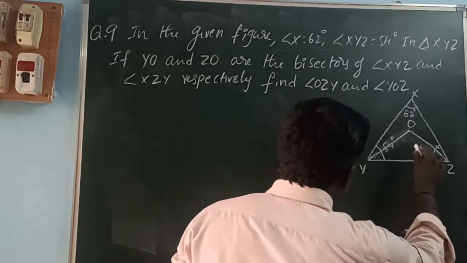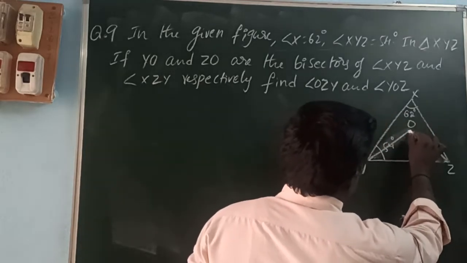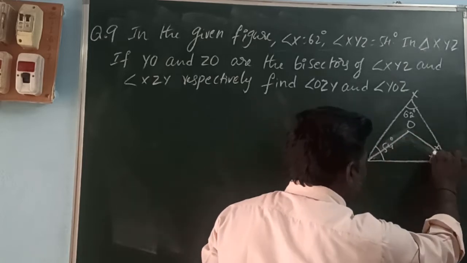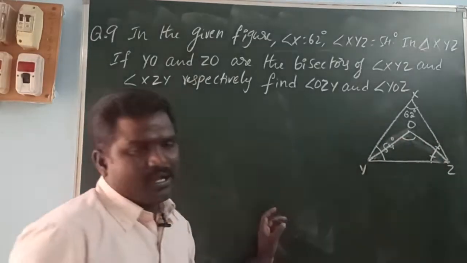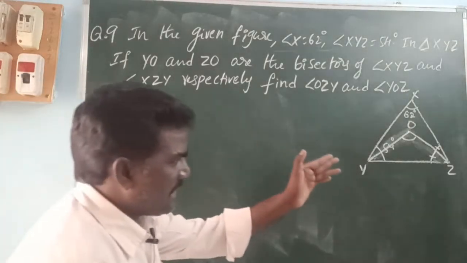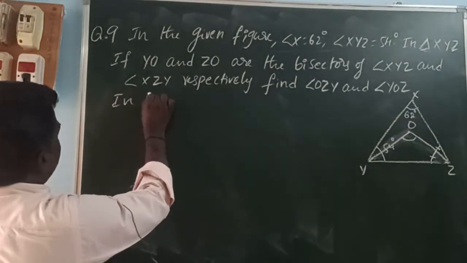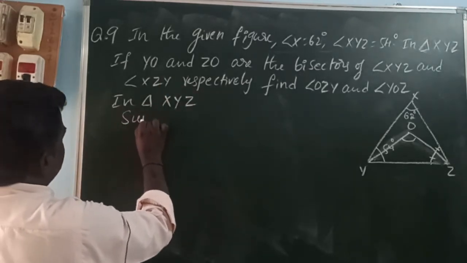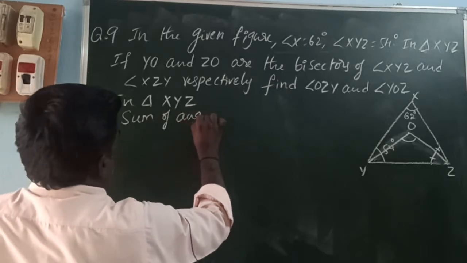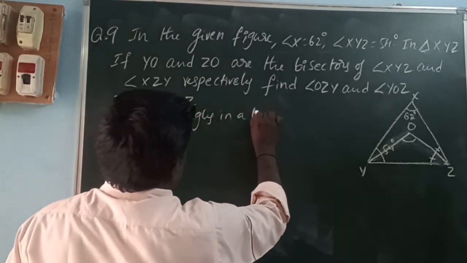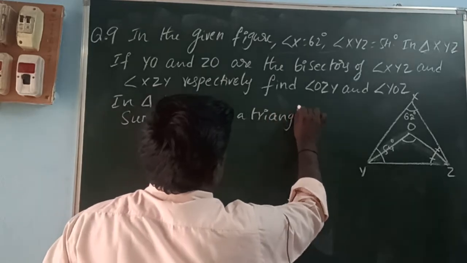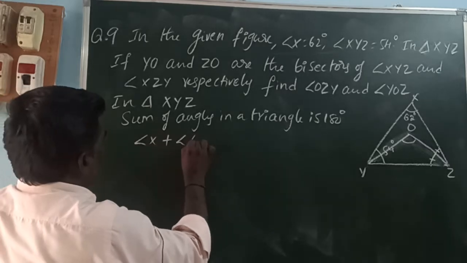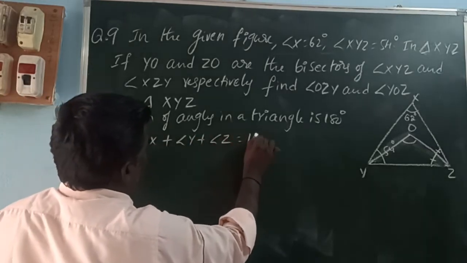Find angle OZY and angle YOZ. They are asking for this angle and this angle. Before you can find these angles, find the angle X. So in triangle XYZ, the sum of angles in a triangle is 180. So angle X plus angle Y plus angle Z is equal to 180.